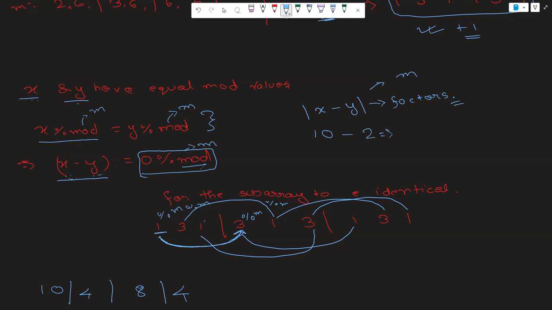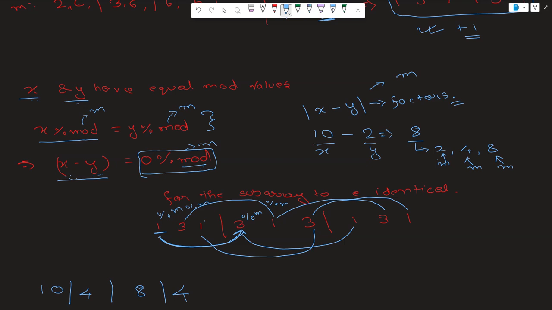2, so we'll get 8, right? This is my x, this is my y. If we do subtraction of both, 10 minus 2, that will give me 8. 8 has factors of 2, 4 and 8, right? So if we consider m as 2, if we consider m as 4, if we consider m as 8, we can say we can make these values equal.